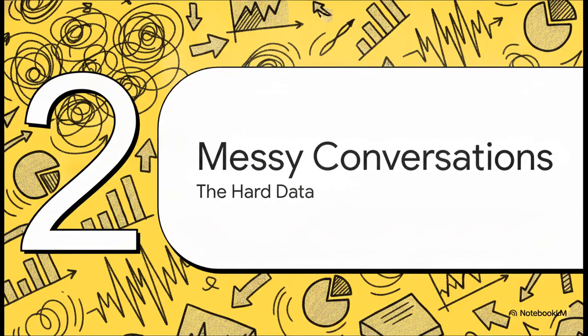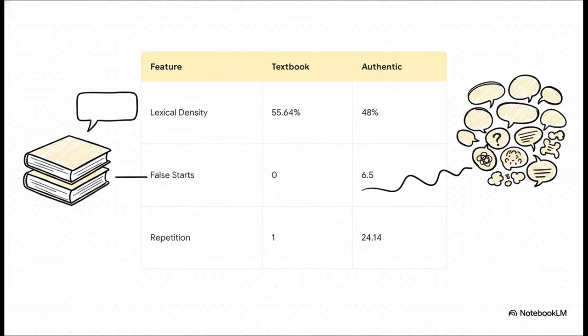Let's dive into Section 2, the messiness of conversation. Linguists have actually gone ahead and measured this messiness, and the data is wild. Looking at Gilmore's analysis comparing textbook audio to real-life service encounters, the numbers are just staggering. We can clearly see that authentic conversations actually have a lower density of unique vocabulary, meaning we reuse a lot of the same simple words in everyday life, but look at the rates of false starts and repetitions. Textbooks have almost zero false starts. Real life, they happen constantly.